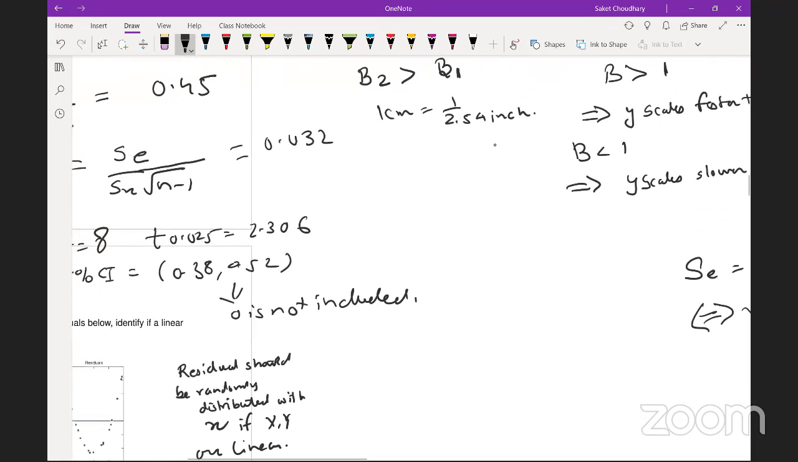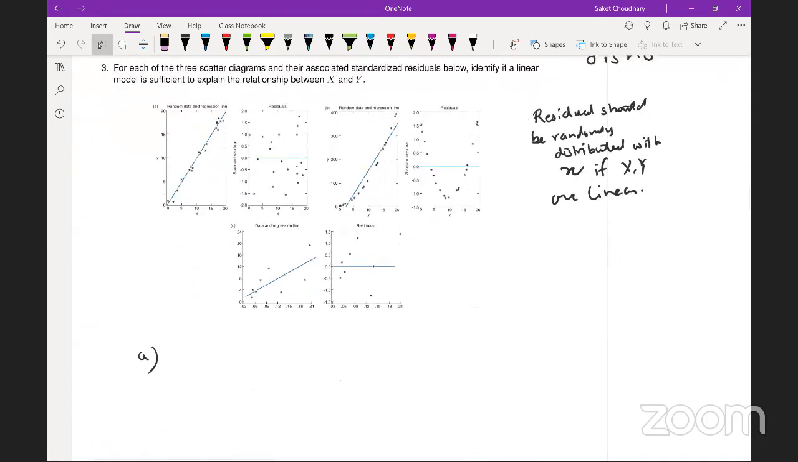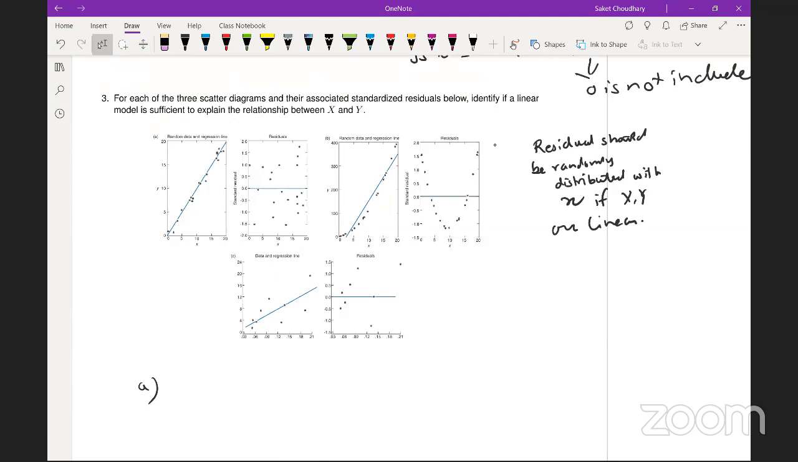All right. So let's move to talking about this problem. We're kind of running short on time now. So A is random, and hence the linear model is sufficient. B, you see a U pattern.